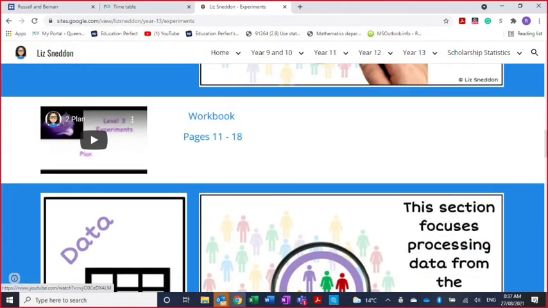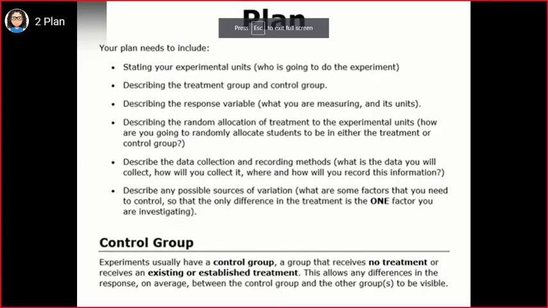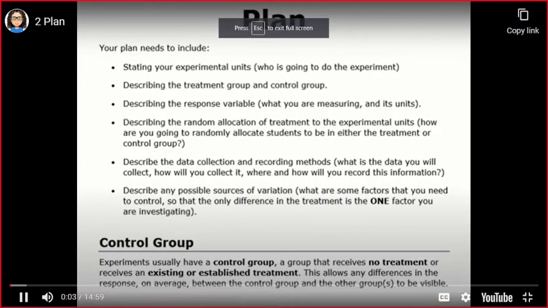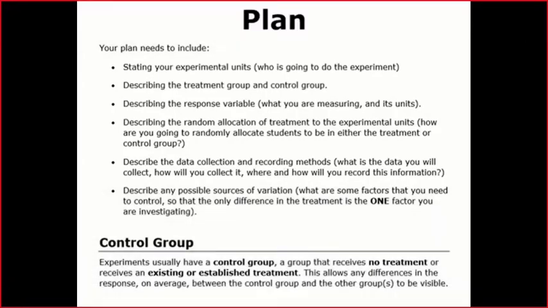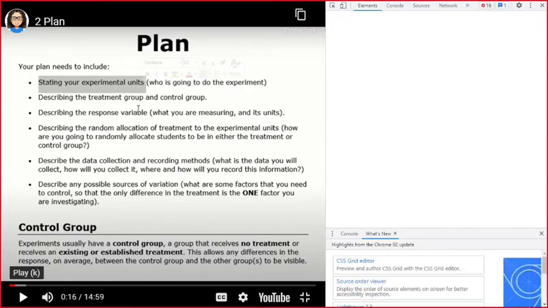So this is our plan, the question. We're going to look at now doing our plan for the experiment. This is quite a big section of our experiment, so make sure there's a lot of detail that we specifically need. Some of the things we specifically need are to know what our experimental units are.